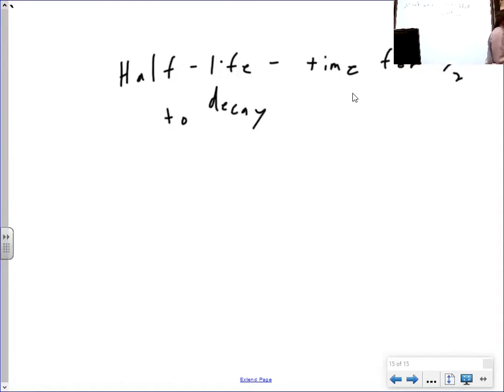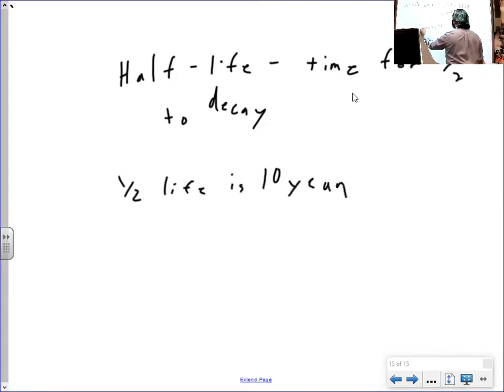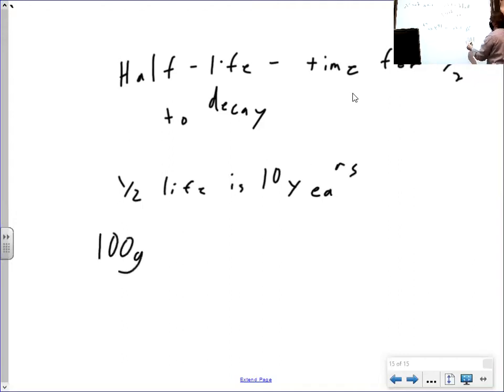Right, so for example, let's say an unknown substance has a half-life of 10 years. So if the half-life is 10 years, and let's say you start off with 100 grams, okay? After 10 years, how much are you going to have? 50 grams. So one half-life, you're going to have 50 grams.